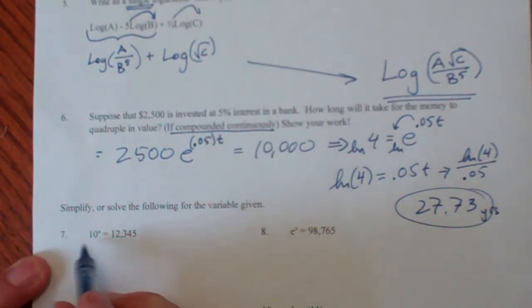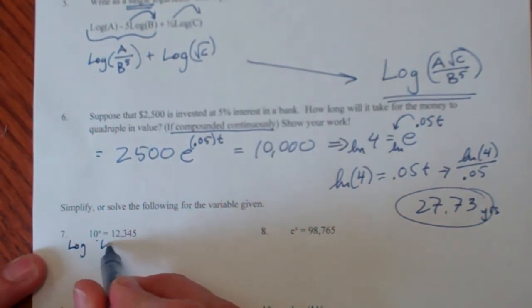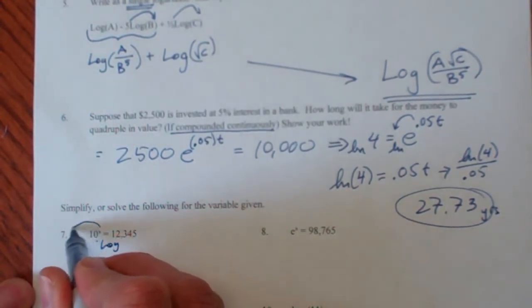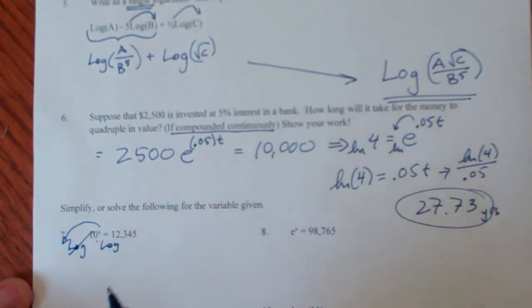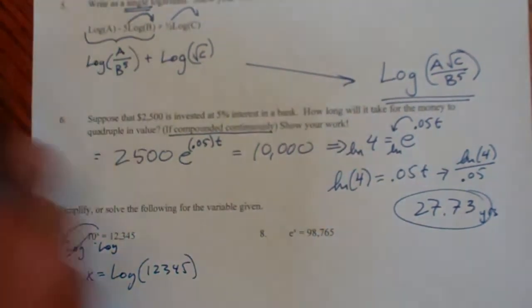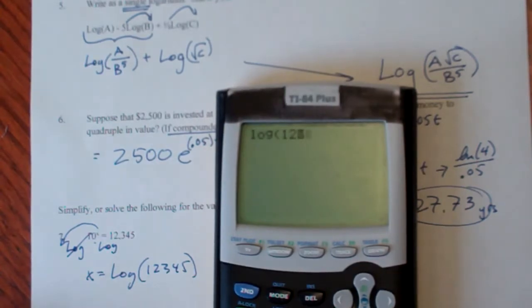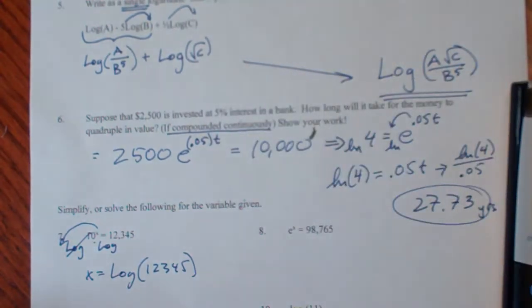You just take the log of both sides. In this case, if it's base 10, take the common log of both sides. That x comes out front, and poof, the logs cancel, and x is equal to the common log of 12345. So again, grab the trusty calculator, log 12345, and it's 4.091.